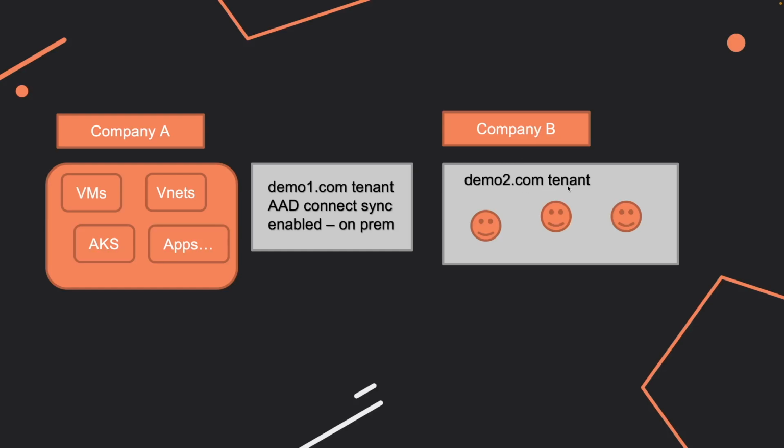Company B has a demo2.com tenant on Azure. And so there is an agreement between company A and company B, because company B would like to access the applications that run on Azure for company A, and actually it would like to allow only 3 users to do so. And these users should be able to use single sign-on to access these resources. Now you are asked to implement the solution quickly, and pay attention to this detail, without any cost.